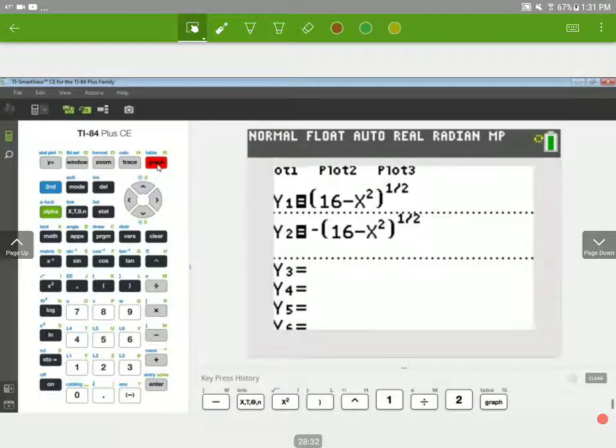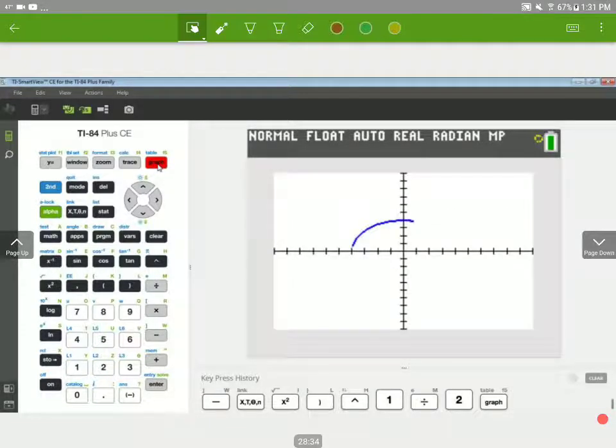So we graph it, and it looks like this. But that circle, well, it's an oval because it's not square. Hit the zoom button, and scroll down to square. Oh, okay. See, yeah, it looks like a circle. If you zoom square, it makes it even up and down, left and right.